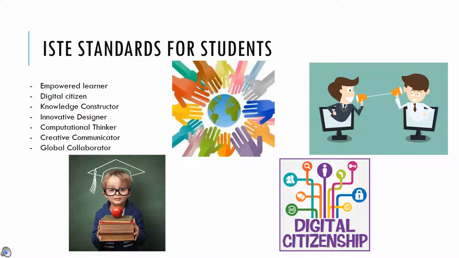Next, we have the ISTE standards for students. There are 7 different standards that these students have to abide by, including being an empowered learner, a digital citizen, a knowledge constructor, an innovative designer, a computational thinker, creative communicator, and a global collaborator. These standards help the students to be more efficient and better citizens in our technological society.